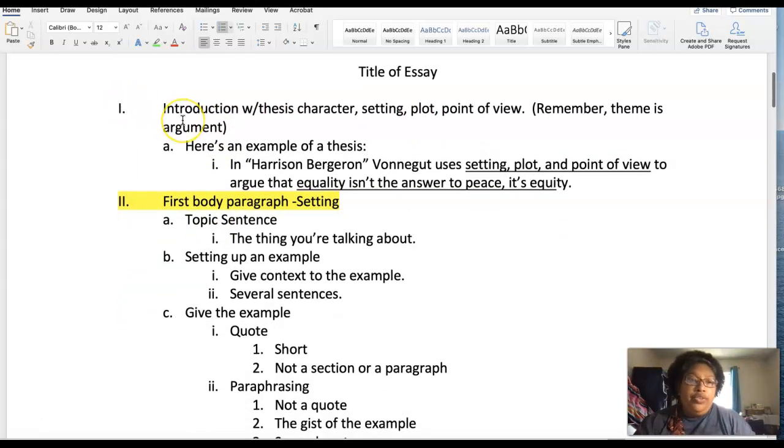So of course you have the introduction here with your thesis, and remember you're looking at 4 of the 5 elements of fiction, but you're actually going to expand on 3 of them, because remember, theme is argument. So don't give me a man versus world theme. That's not going to work here. This is a little different.